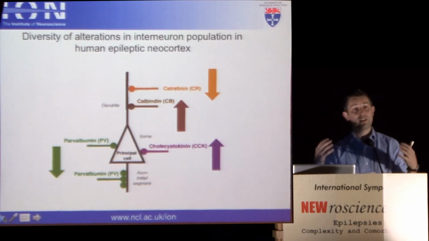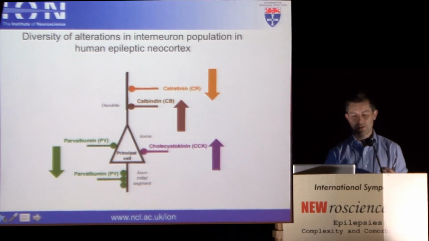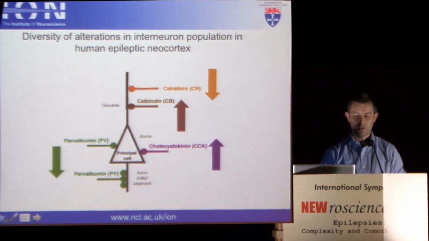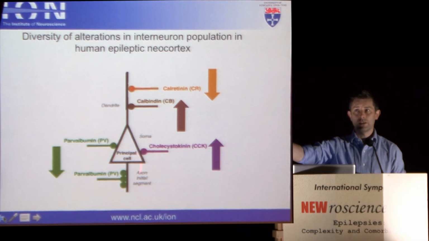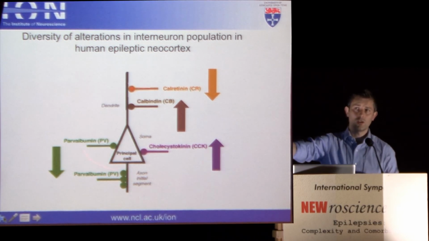So really there is a diversity in terms of the alterations that occur in the interneuron population in the human epileptic neocortex. What we can say is that, generally speaking, the parvalbumin containing interneurons seem to be going down. We haven't been able to discern between the perisomatic targeting ones and the axon initial segment targeting parvalbumin interneurons, but that is work that we're currently trying to do.